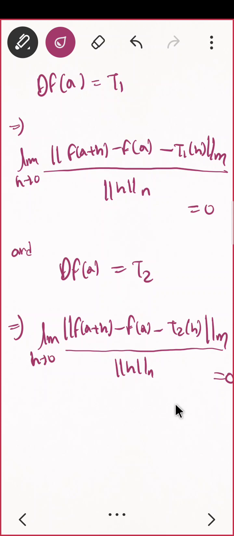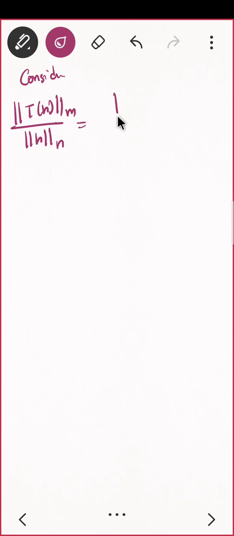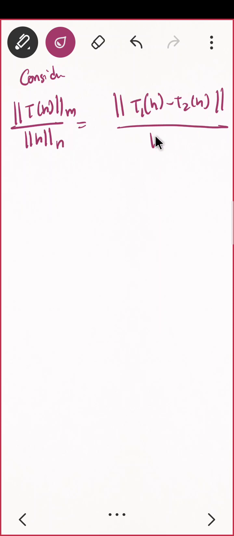Now let us consider this. I want to relate both the things, so let us consider this. Consider norm of t of h upon norm h. This is with m, this is n. Let us add and subtract. Our original t, whatever we assumed, subtraction. Let us add f of e plus h, f of e minus h. So first of all you may write t of h, that is t1 of h minus t2 of h, and divide by norm h.